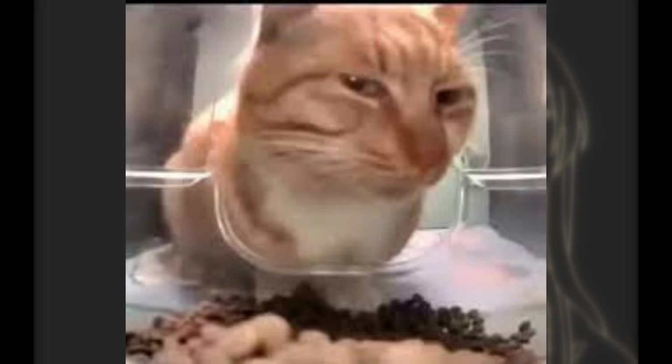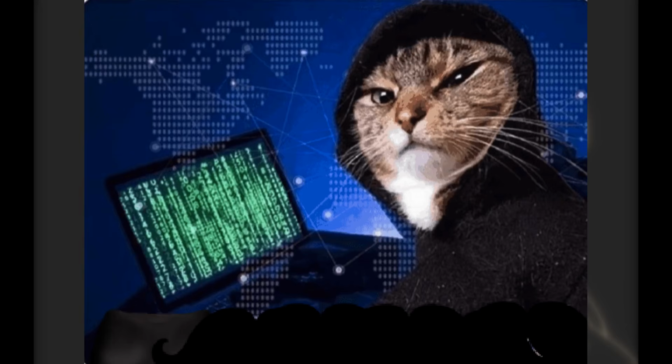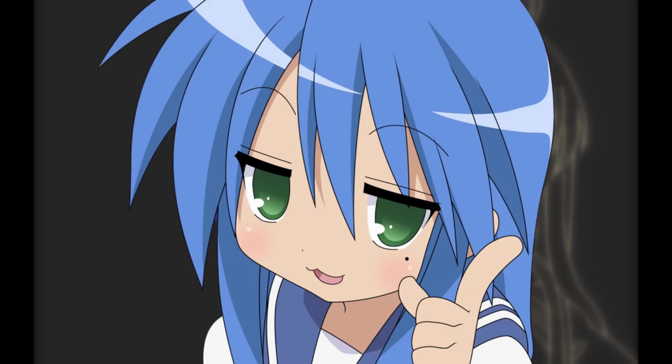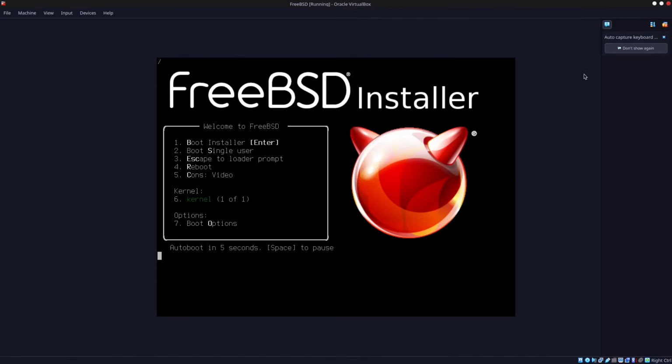Some of you might know it, but if you don't, here's a little fun fact. Certain operating systems that you are quite familiar with are based on FreeBSD, such as macOS, iOS, iPadOS, watchOS, TrueNAS, and the operating system for the PS3, PS4, PS5, and PS Vita. Let's just boot the installer.